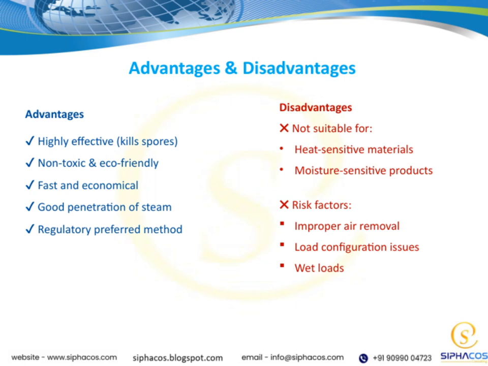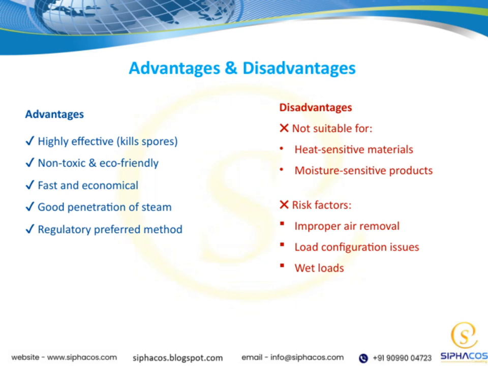We also need to be aware of certain risk factors that can affect the effectiveness of the process. Improper air removal can leave behind pockets of air, which prevent the sterilant from reaching all surfaces. Load configuration issues are another concern. If items are packed incorrectly, it can hinder penetration. Wet loads are also problematic because moisture can interfere with the sterilization process and potentially damage the products.